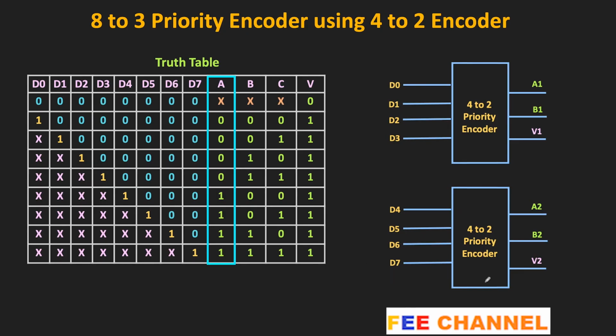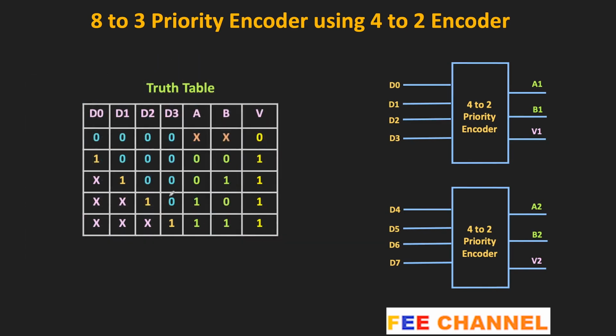Let us see why. Let's say the inputs D2 and D5 are high simultaneously. As per the truth table of this 8-to-3 priority encoder, D5 has the higher priority. So when both inputs are high, we should get the output corresponding to D5, and that is equal to 1, 0, 1. That means when D5 is high, this output B will remain 0. So if we just perform the OR operation of A1 and A2, then this B output will remain high, and in that case, this circuit will not work as the 8-to-3 priority encoder.